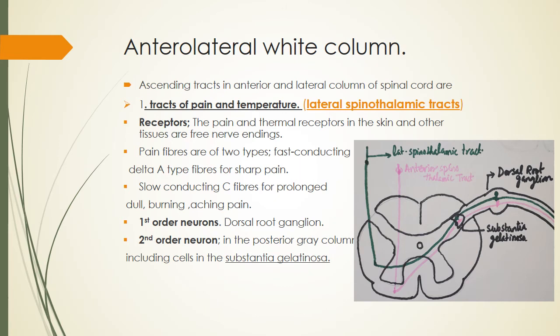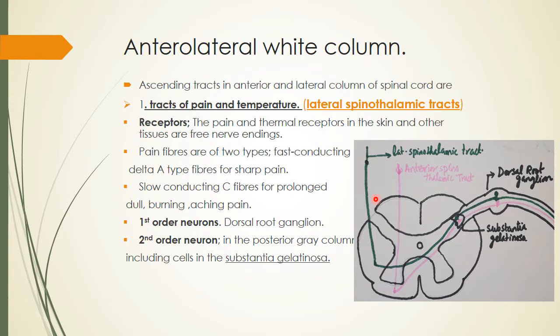First of all, we will see the tracts which are present in the anterolateral white column. These are the tracts of pain and temperature that are called lateral spinothalamic tracts. The receptors for pain and temperature are present in the skin and other tissues as free nerve endings. The pain fibers are of two types: the fast conducting delta A type, which carry sharp pain, while the slow conducting C fibers carry prolonged dull, burning or aching pain.